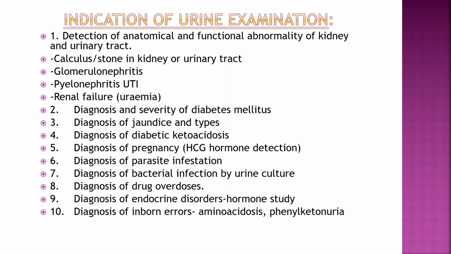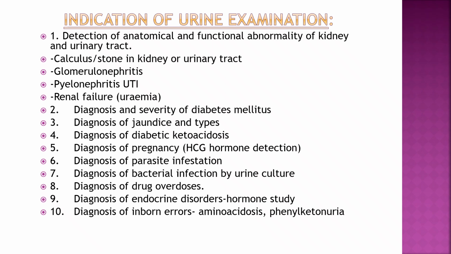From urine examination we can diagnose multiple diseases. From sugar we can diagnose diabetes mellitus. By doing the bile salt and bile pigment tests we can diagnose jaundice and differentiate jaundice into different types. Then diabetic ketoacidosis is diagnosed from the urine ketones. The hormone HCG is secreted in the urine, and diagnosis of pregnancy can be done by determination of HCG, that is human chorionic gonadotropin hormone. Then we can see parasite infection in urine microscopy, or bacterial infection by urine culture.